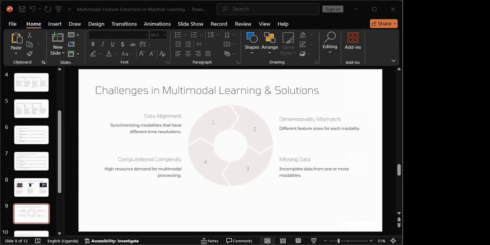Another issue could be semantic alignment. We already gave an example earlier, CLIP. That is contrastive learning.